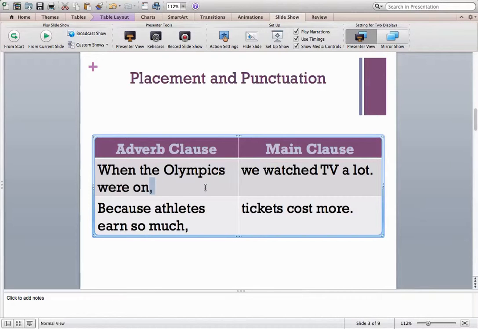When the Olympics were on, comma, we watched TV a lot. Because athletes earn so much, comma, tickets cost more.